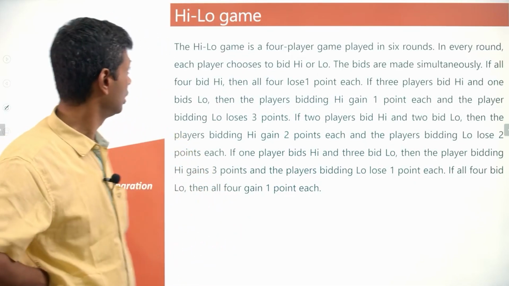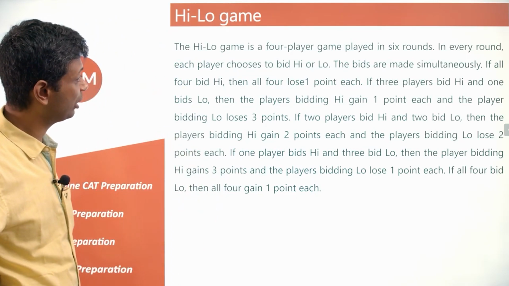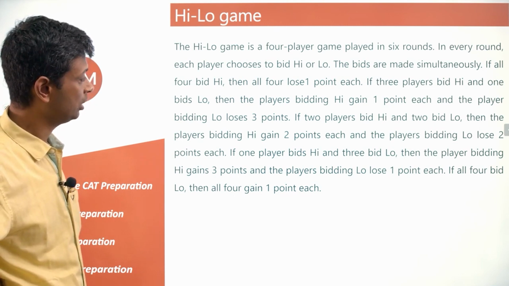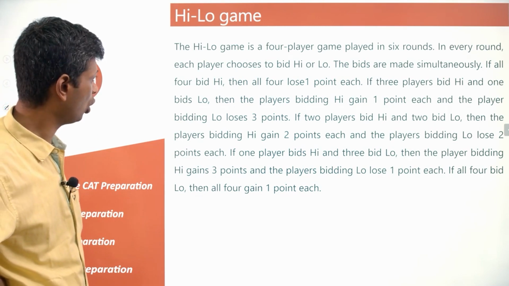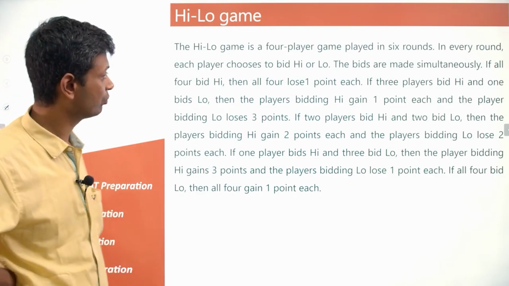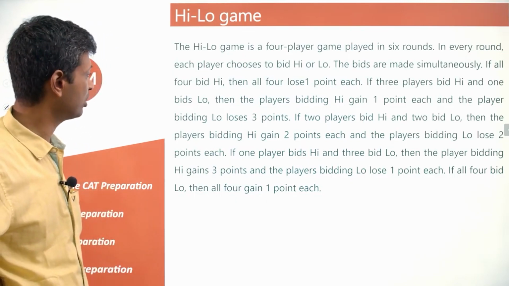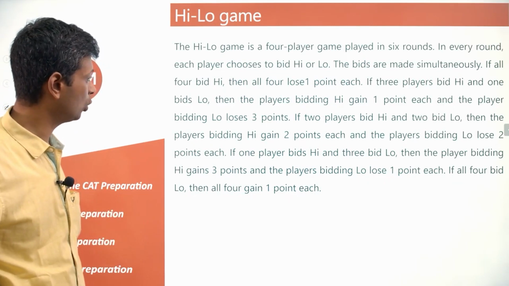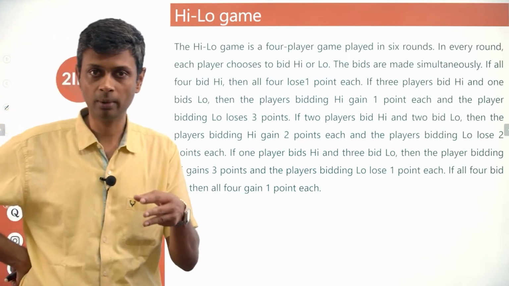Let's go through this. The high-low game is a 4-player game played in 6 rounds. In every round, each player chooses to bid high or low. The bids are made simultaneously. If all 4 bid high, then all 4 lose 1 point each. Okay, interesting. If 3 players bid high and 1 bids low, then the players bidding high gain 1 point each. The player bidding low loses 3 points. 1, 1, 1, minus 3.